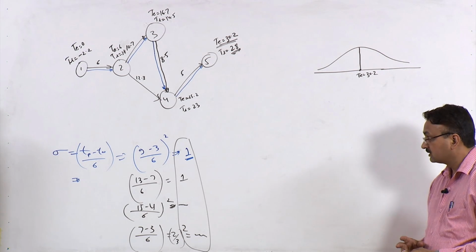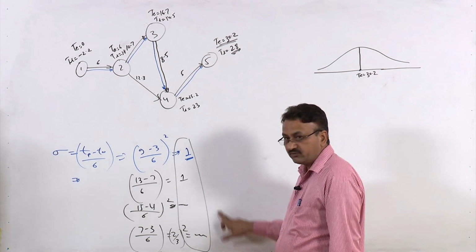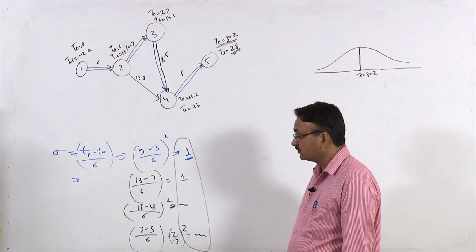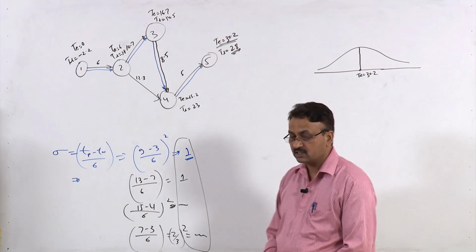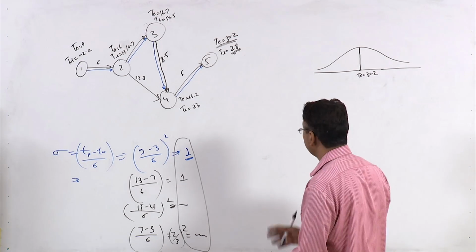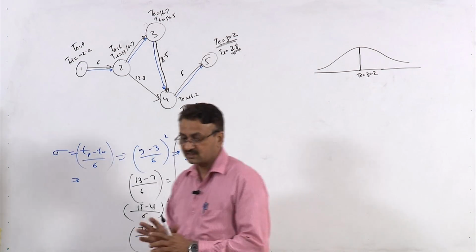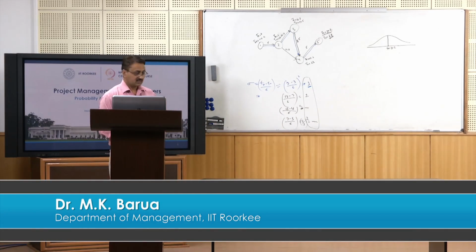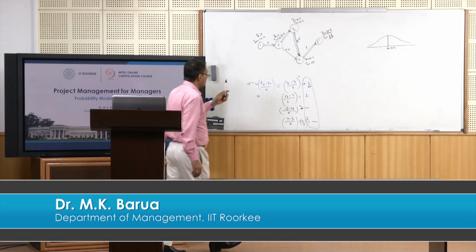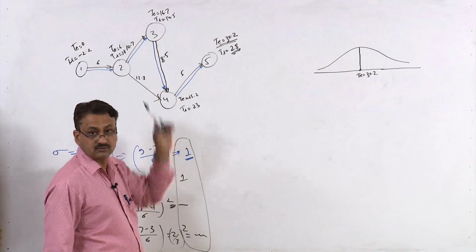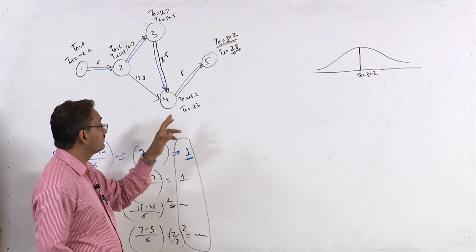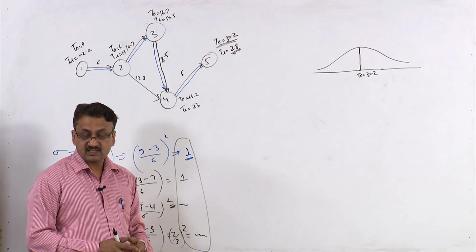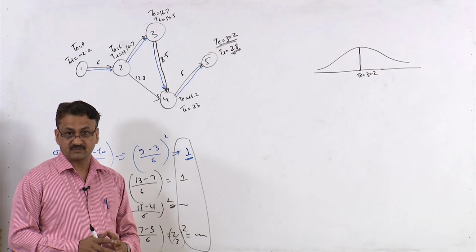Now after finding variance along the critical path, what do you want? You want to calculate the probability of completing this project in 28 days. This is something you need to look at carefully. We found T is equal to 30.2. It means the project will be completed in 30.2 days with a probability of 50%.